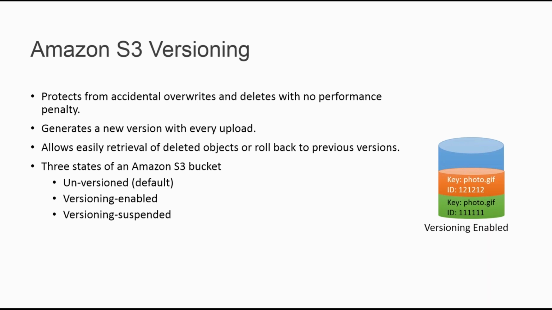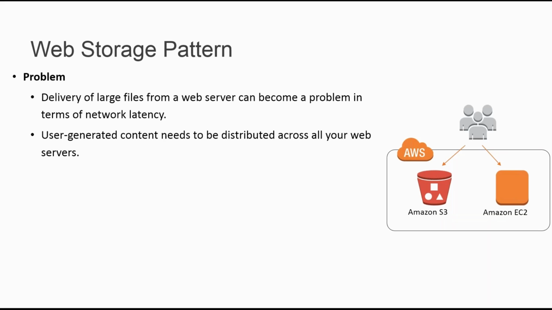There can be three states of an Amazon S3 bucket. Unversioned, which is the default, right? When you create a new bucket, versioning is not enabled. After that, if you want, you can enable versioning. Once you enable versioning, you cannot stop it. You can suspend it, but you cannot basically disable it, right?